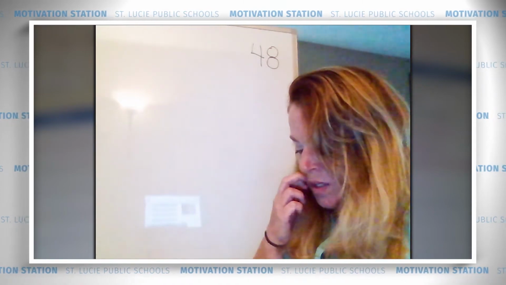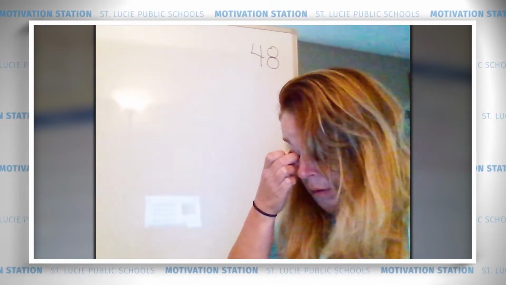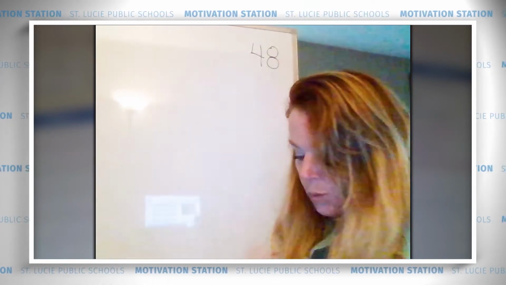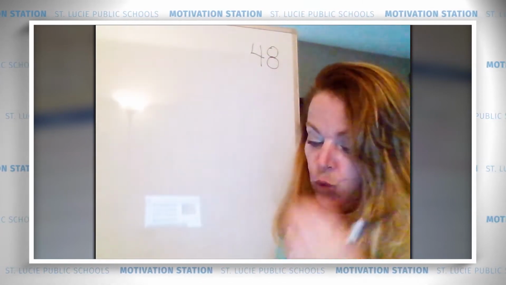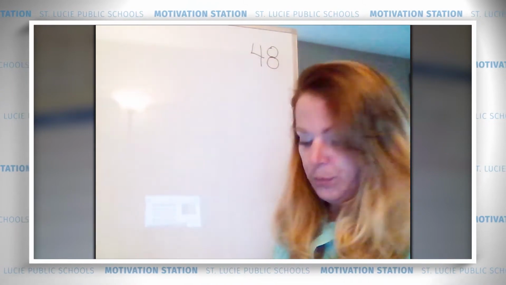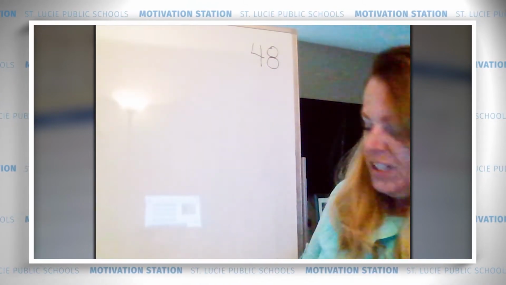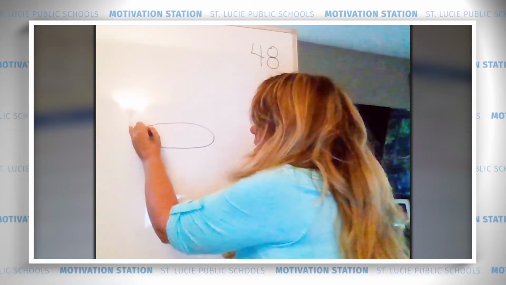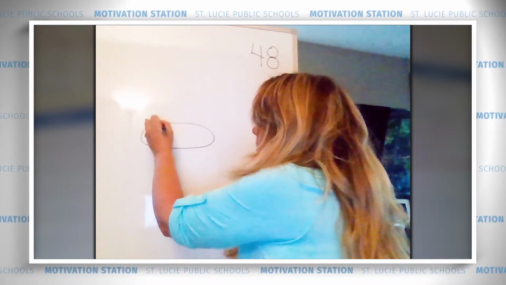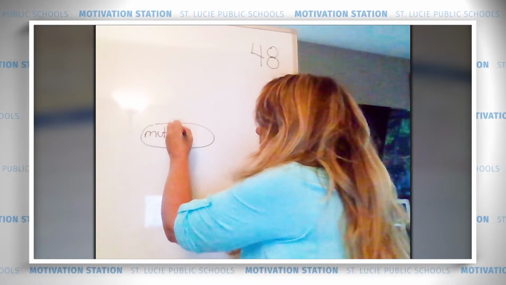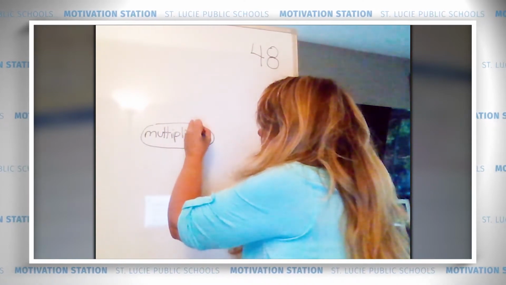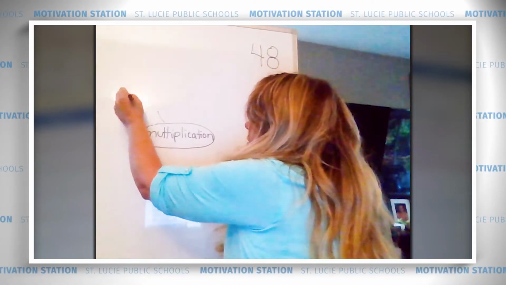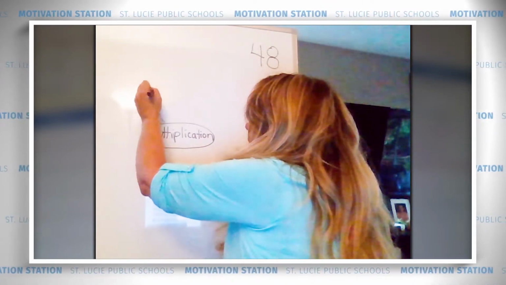So we are going to complete a web. It's kind of like a circle map. We're going to complete a web with words, numbers, and pictures that represent multiplication. They started us off with multiplication in the center, and then they did addition off the top of that.